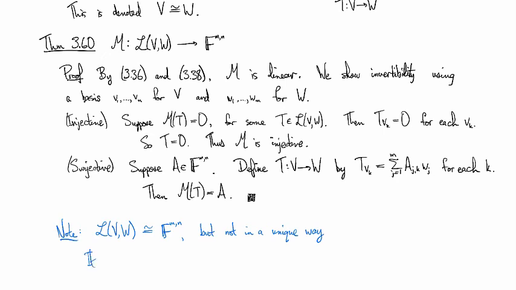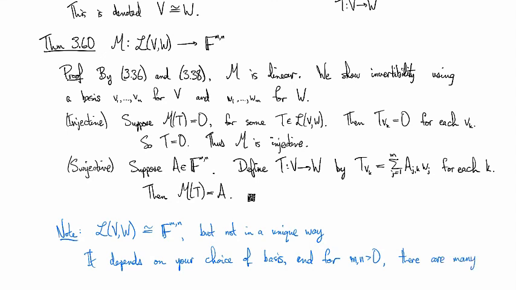So it depends on your choice of basis. And keep in mind that as long as you don't have the trivial vector space, there are always many choices, because bases are highly non-unique.